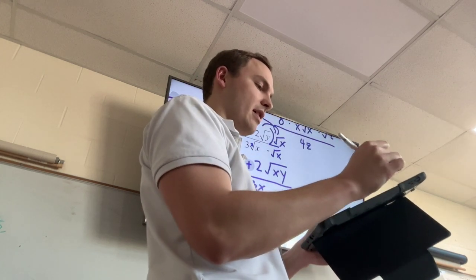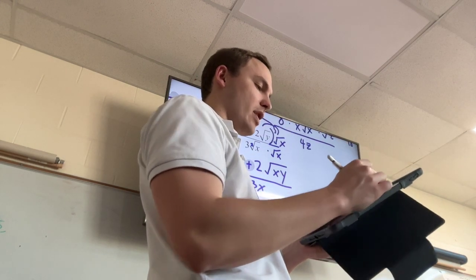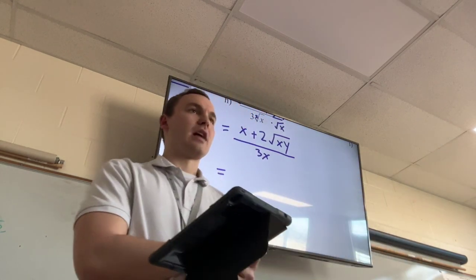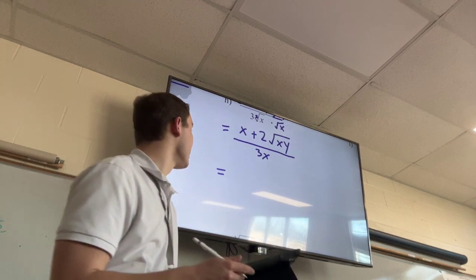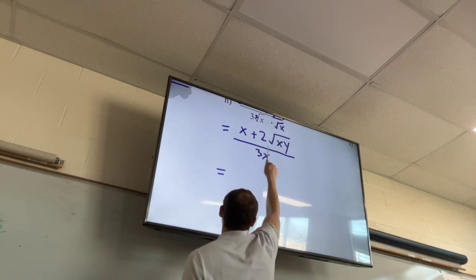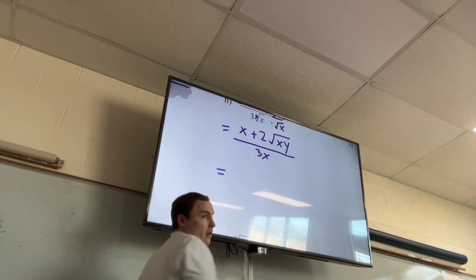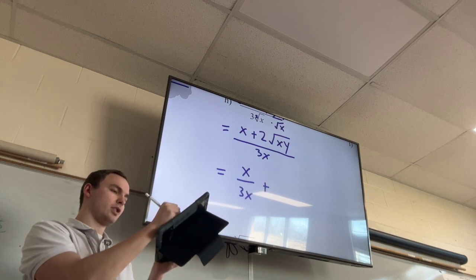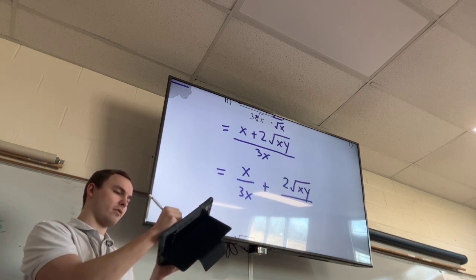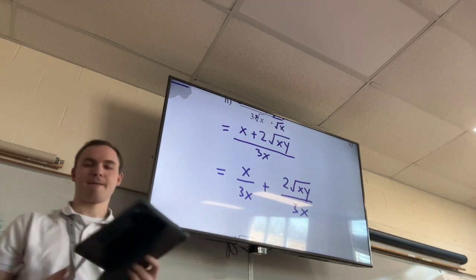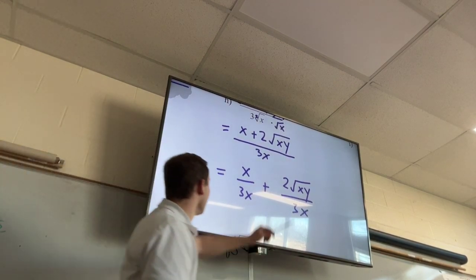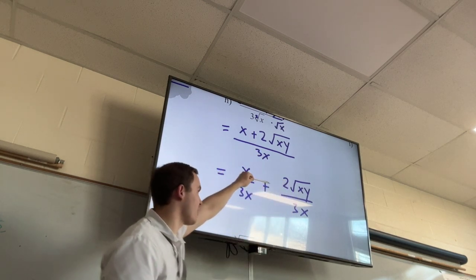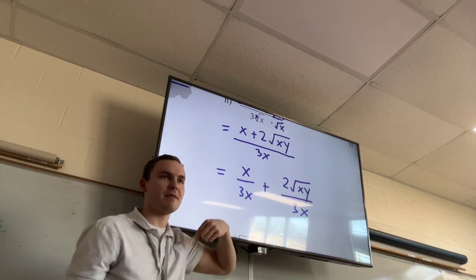Okay? But I can make it so I can cancel it. What do I do first? Anyone know? I can split up my numerator, okay? So right now I have x plus 2 root xy all over 3x. I only wrote my denominator one time. That's equivalent to just doing x over 3x plus 2 root xy over 3x, okay? Those are the same thing. I can always split up my numerators. I just write the left term over the denominator plus the right term over the denominator, okay?